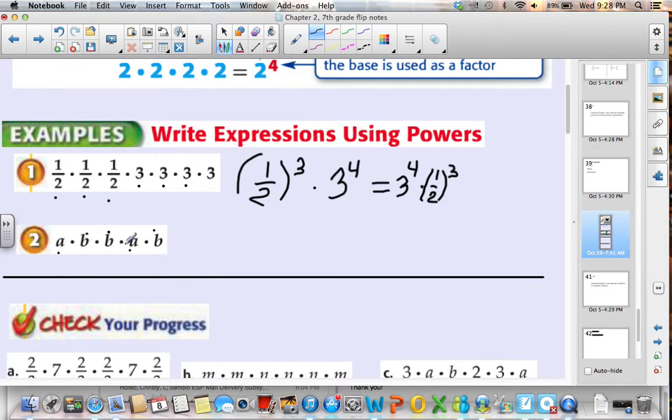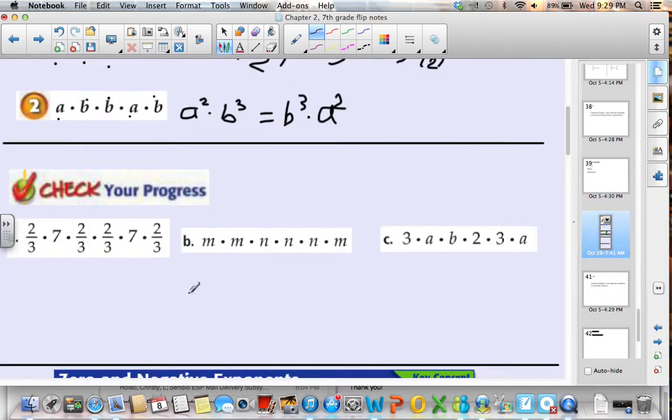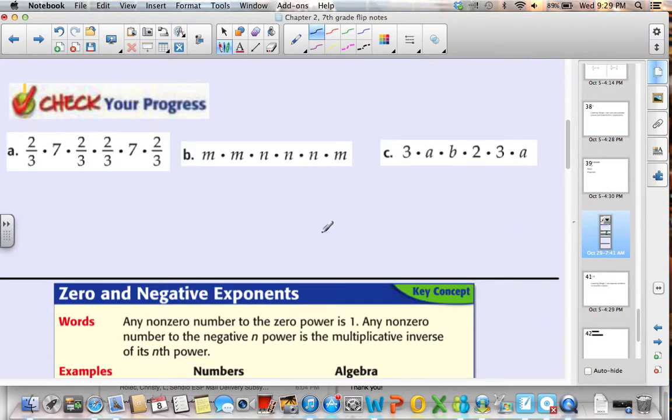Okay, we have variables here, and I can see that a is being multiplied twice. So a squared times b is being multiplied 3 times. Rewrite it in order of powers. B cubed times a squared. When I say order of powers, I mean from greatest power to least. Okay? Take a second and do A, B, and C.